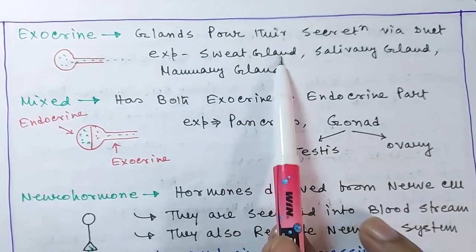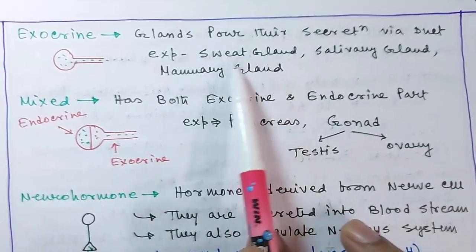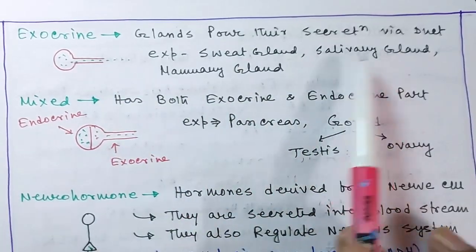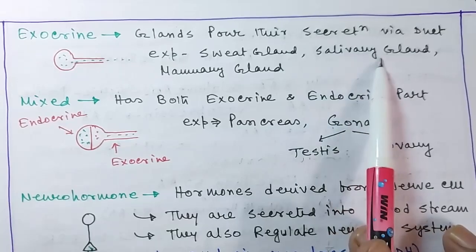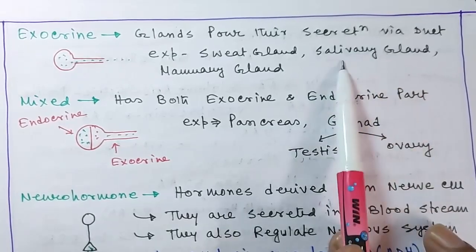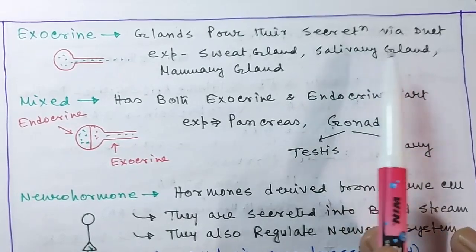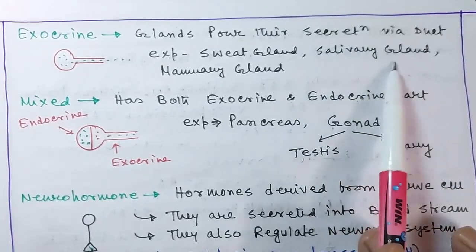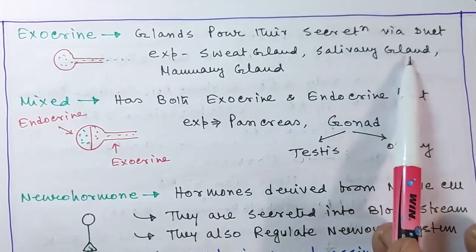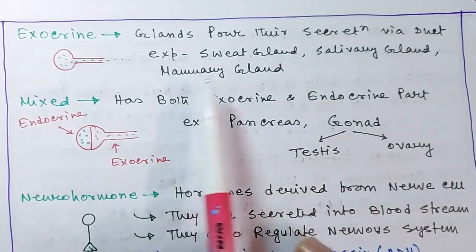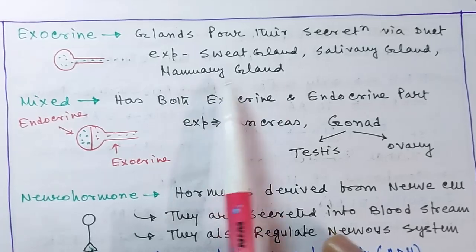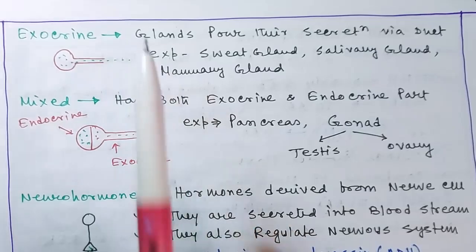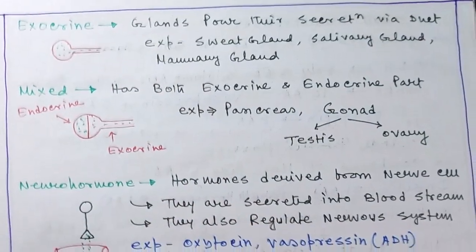And from the sweat gland the sweat is produced, and this sweat comes out of our body through this duct. And the salivary gland also produces saliva, and the salivary glands are present in our mouth cavity. There are 4 pairs of salivary glands in our mouth cavity, and from these the saliva is produced and released into our mouth via duct. And also the mammary gland produces milk, and this milk comes out from the mammary gland via duct. This type of secretion is known as exocrine secretion.